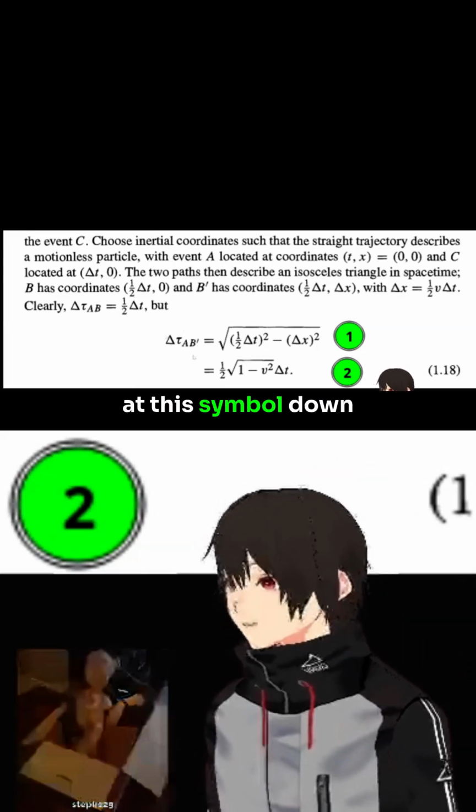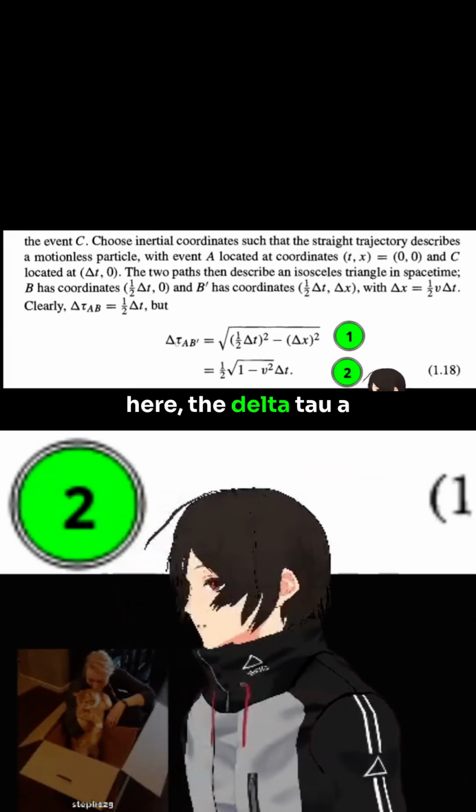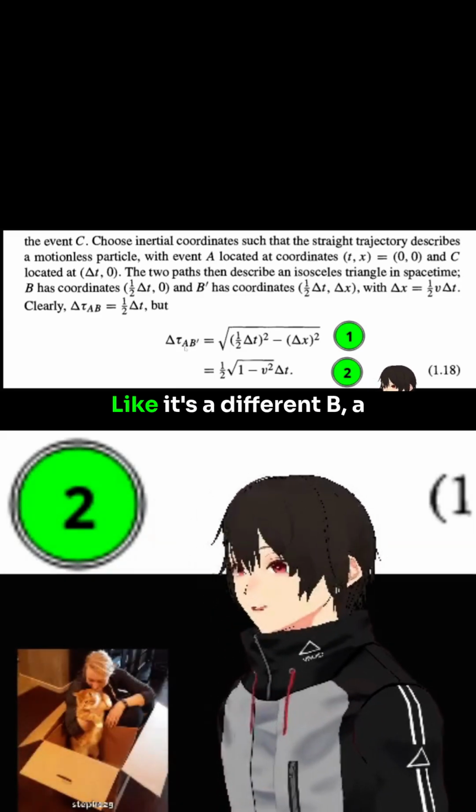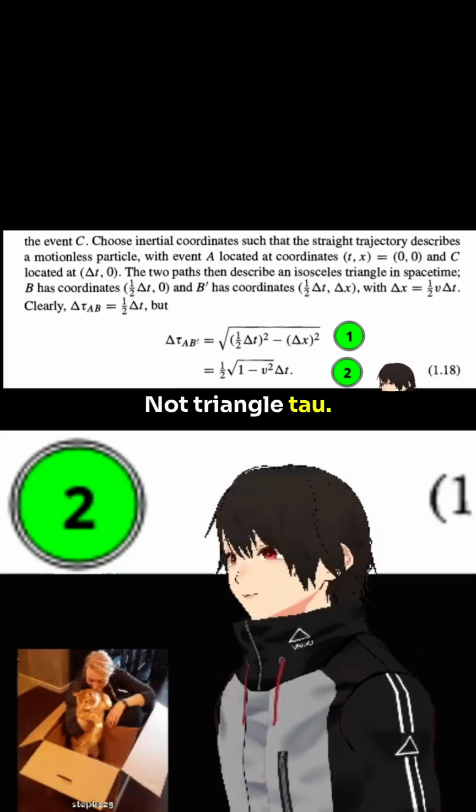But when you look at this symbol down here, the delta tau A B prime, you have to understand that the prime is to the B, right? Like it's a different B, not the destination. Right. Yeah, exactly.